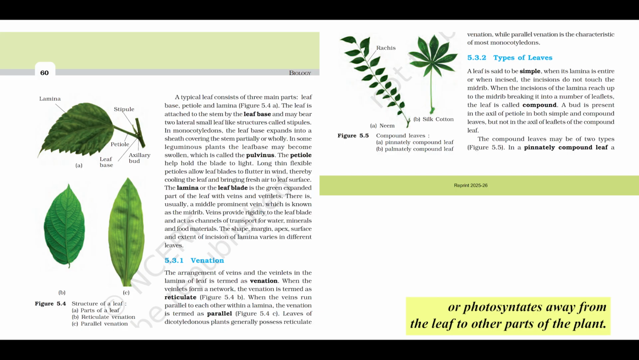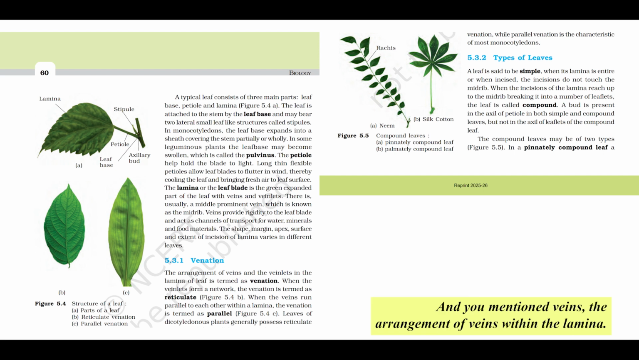It's important to remember that the lamina exhibits wide variation across different plant species in terms of its overall shape, the nature of its margin (smooth, toothed, lobed), the shape of its apex, its surface texture (hairy, smooth), and the extent of its incision. These variations are often key features for plant identification. Right, the lamina's details are key for ID.